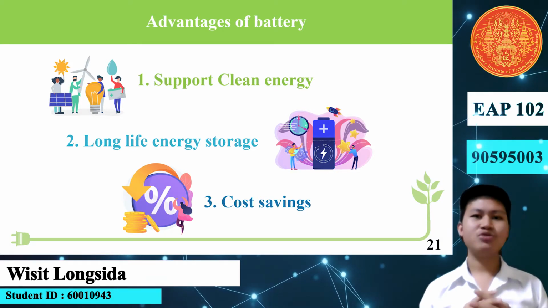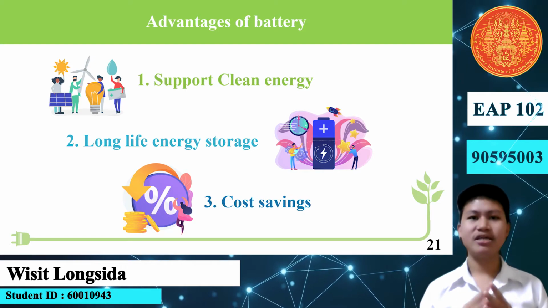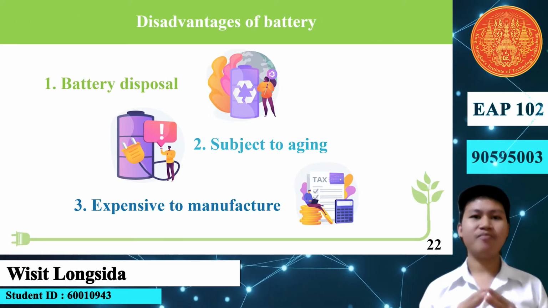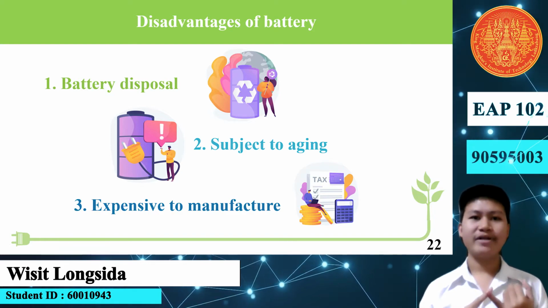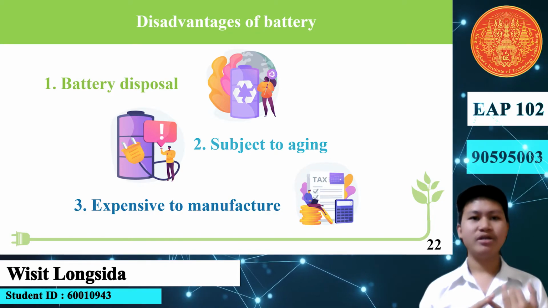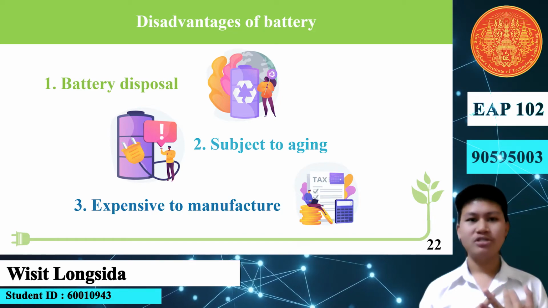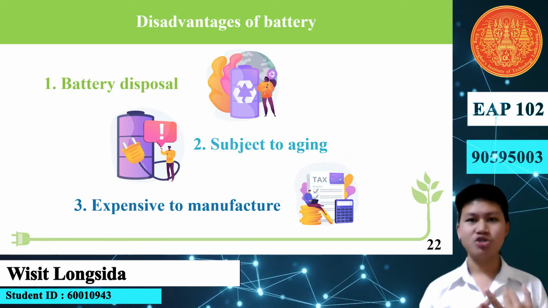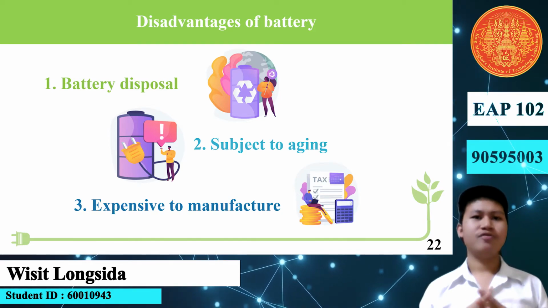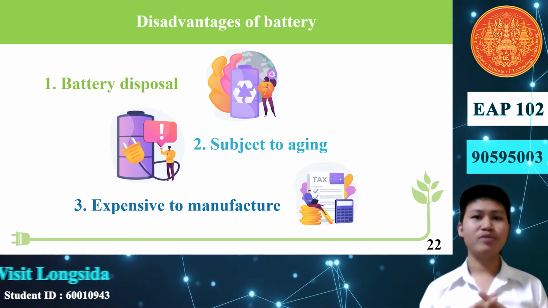Then we show you battery not only has advantages, but it has disadvantages just the same. This is the disadvantages of battery, including 1. Battery disposal that is incorrect, such as burning. The battery will cause pollution due to chemical waste of battery. 2. Subject to aging even if not in use. 3. Expensive to manufacture. Now, I have done my part and I will pass it on to Mr.